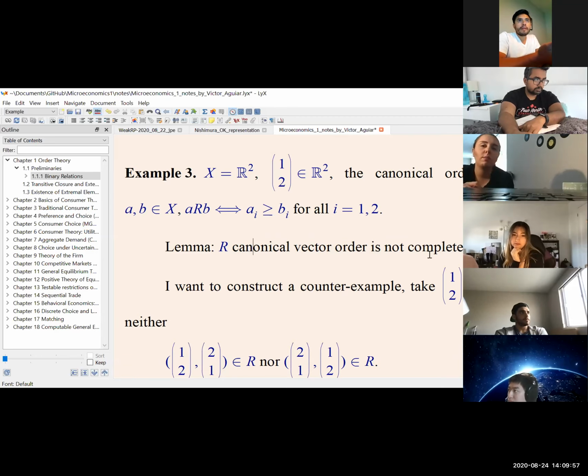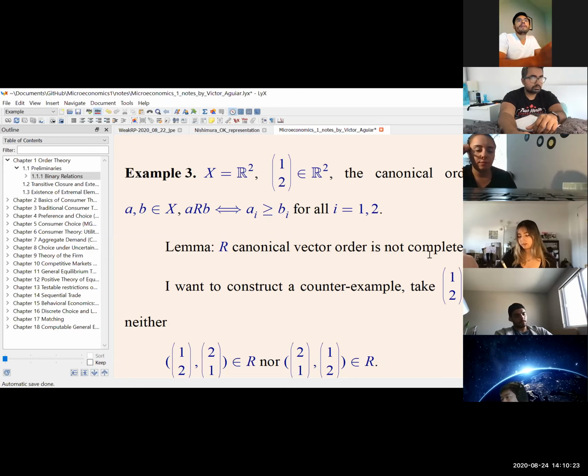What it means is, for any two vectors, I can put them in relation with each other. Either the first vector is better than the second, or the second is better than the first. This is a universal statement: any two vectors can be ranked. So how do I disprove a universal statement? By creating an example. This is the typical example: all swans are white. How do you disprove that? You just need to find a black swan. It's the same thing. You're looking for the black swan, okay?